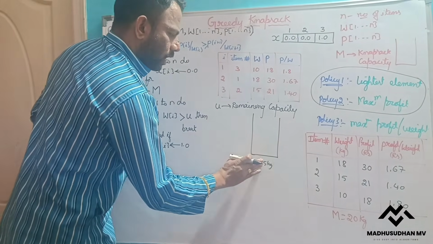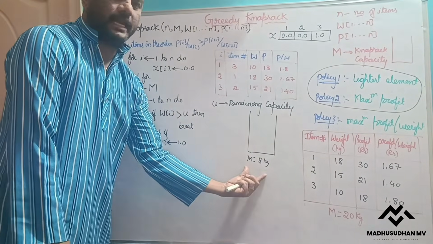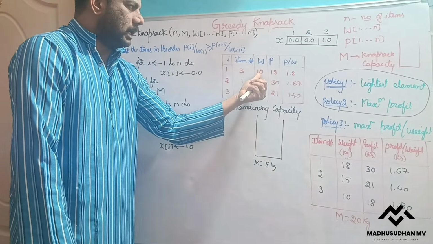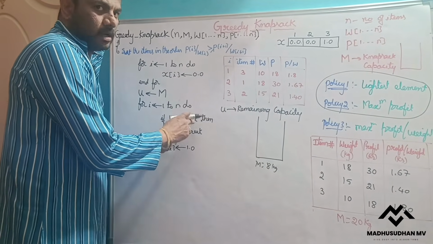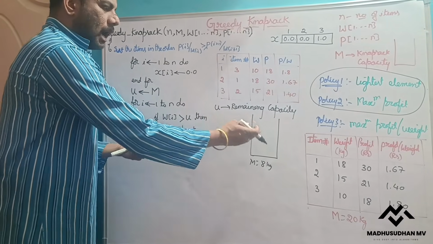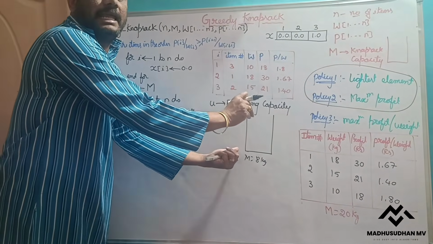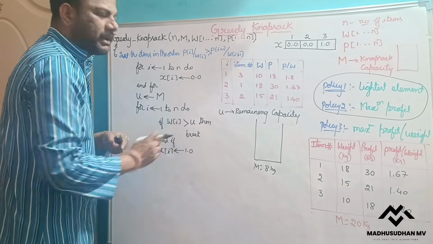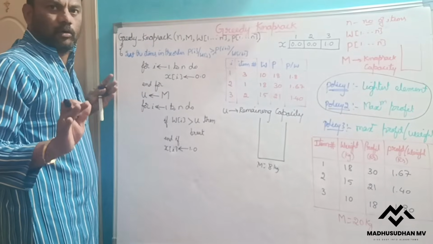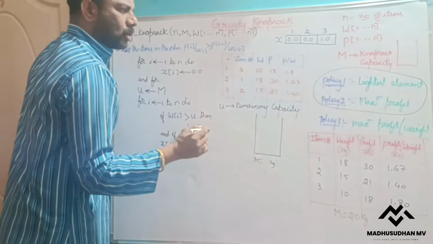Suppose the remaining capacity is 8 kg, and this particular item is 10 kg. Is 10 greater than 8? True. It is not possible to take it because I only have 8 kg capacity; I cannot fit 10 kg in 8 kg. So the condition is true, it comes inside and breaks, which means it comes out of the for loop. But in this example, it is not true.